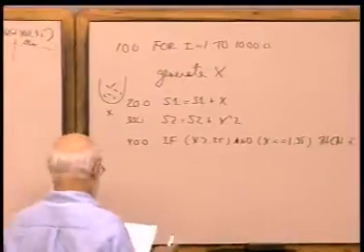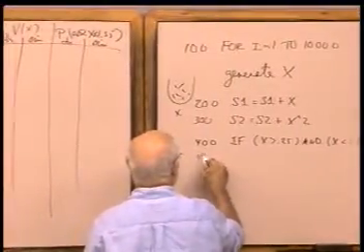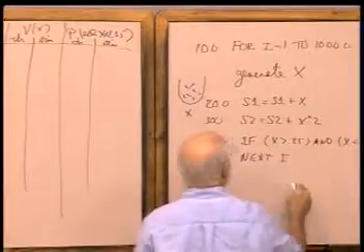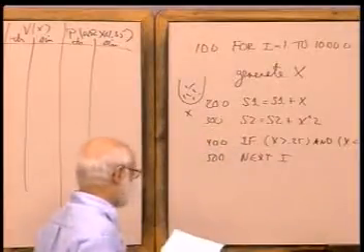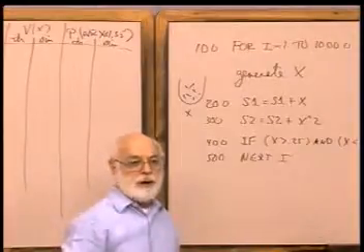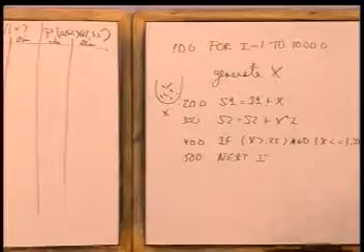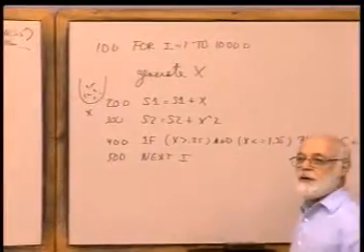Okay, statement number 500 says next I. So this just says, okay, do this thing 10,000 times. You could do it 100,000 if you want. It'd take 10 times longer, but this is very fast. You could do it 1,000,000 times. It would still do it in an instant.